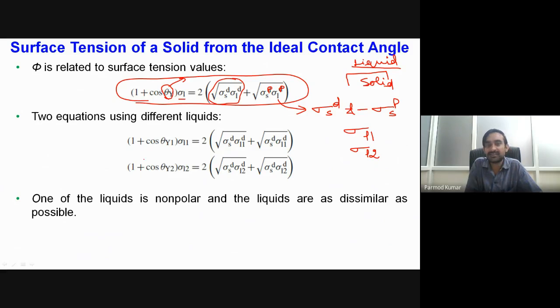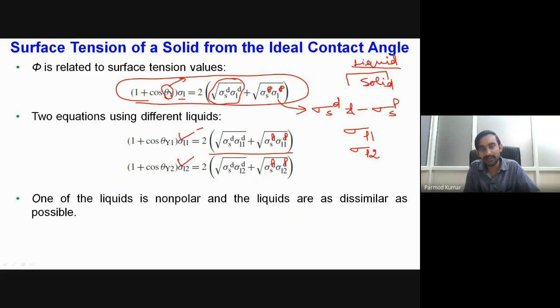So for the first liquid, we will be having this equation. Once again, there is a typo. This should be P, the polar component. Here also it should be P. Now, the values of surface tension of liquid 1 and liquid 2 are known. So we have two equations and two unknowns. By employing this formulation, we can determine the surface tension of the solid, the dispersive part as well as the polar part.